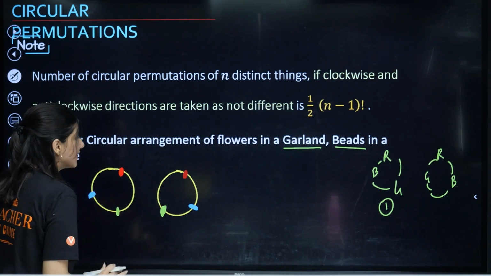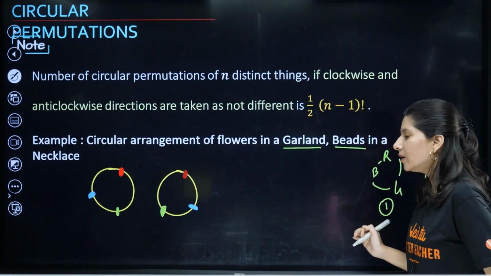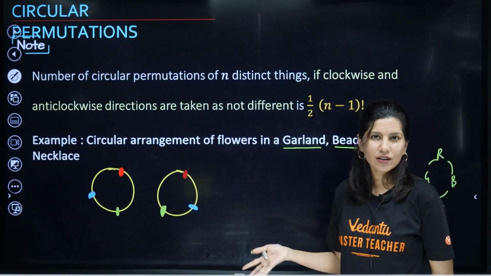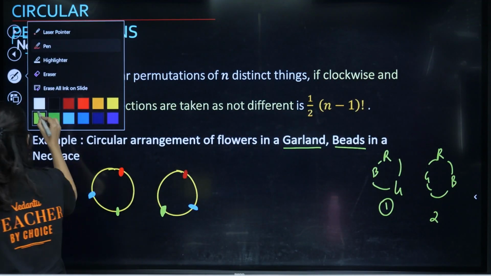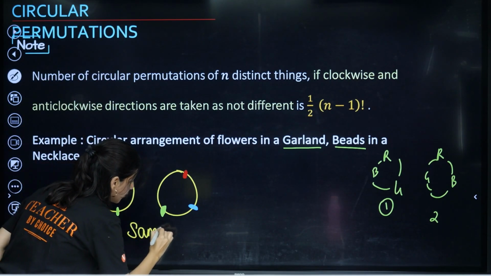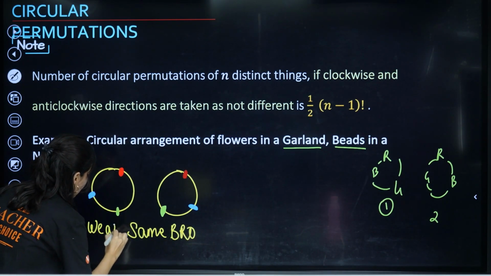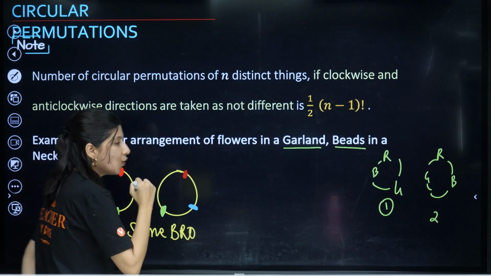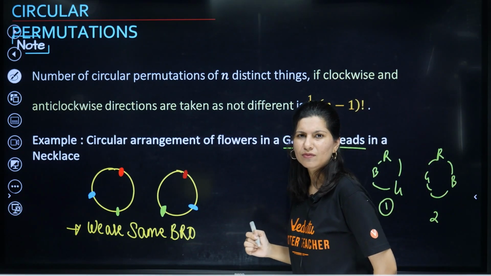So now you are saying, okay ma'am, done, 2 ways to form a garland out of 3 different colors. No. What I am saying is that these two are same. We are same, bro. What does that mean, ma'am?